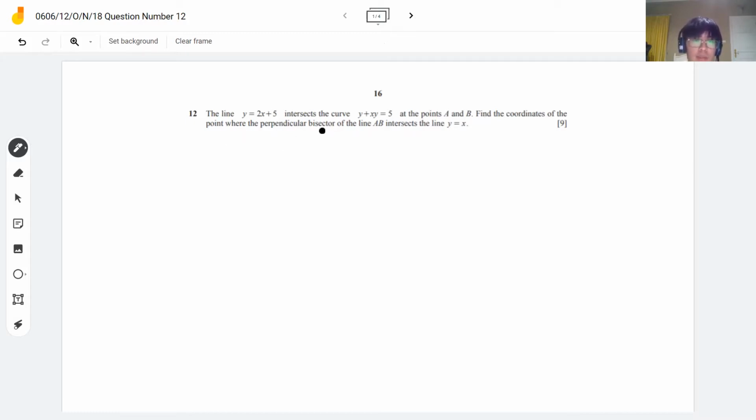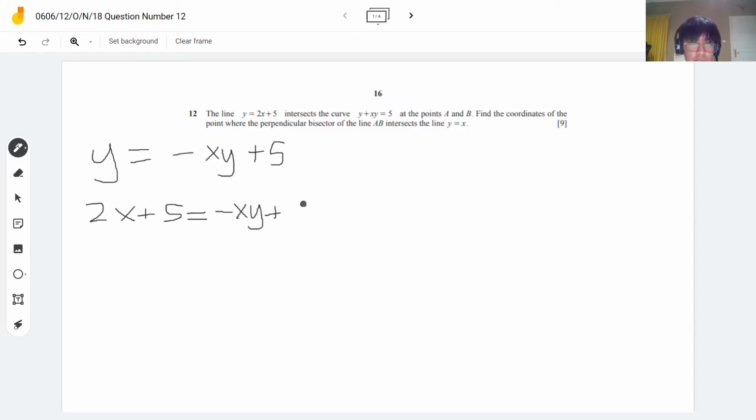The first part is simple. We need to equate these two equations together. However, as you can see, the second equation is not in the usual format. Y is not the subject here, so we need to make it the subject. We can pull xy to the other side, and you get y equals negative xy plus 5. You can very easily equate the equations now. 2x plus 5 equals negative xy plus 5. You can cancel out the 5 on both sides and bring the xy to this side. So 2x plus xy equals 0.